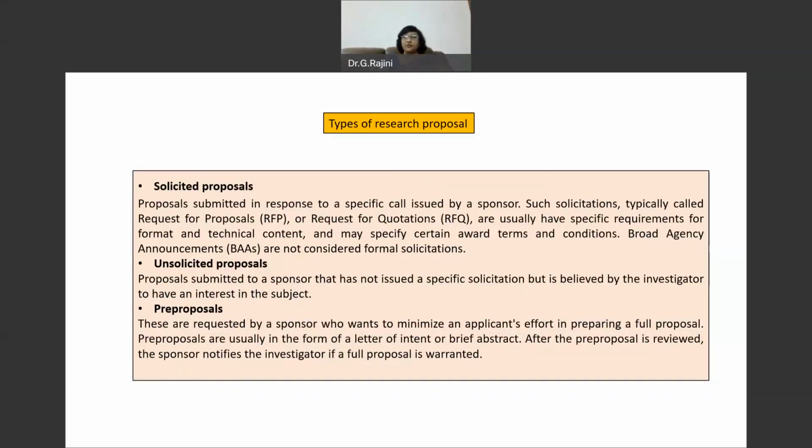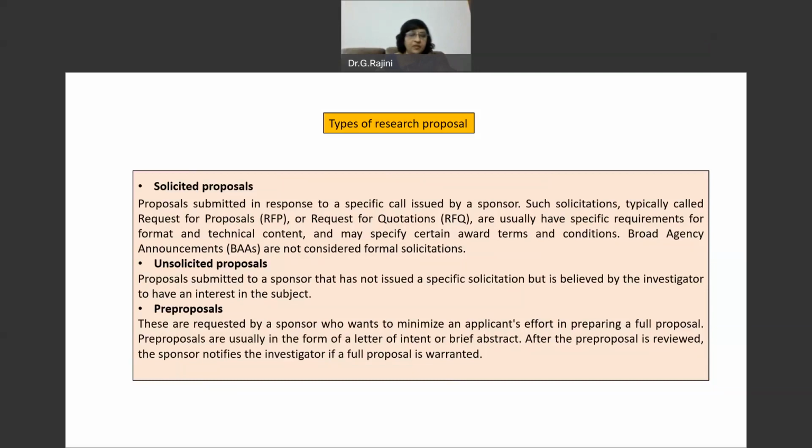They can be used for specific requirements when you get more technical content, and may specify certain award terms and conditions. Broad agency announcements are not considered formal solicitation. Unsolicited proposals are also there: proposals submitted to a sponsor who has not issued a specific solicitation, but who is believed by the investigator to have an interest in the subject.